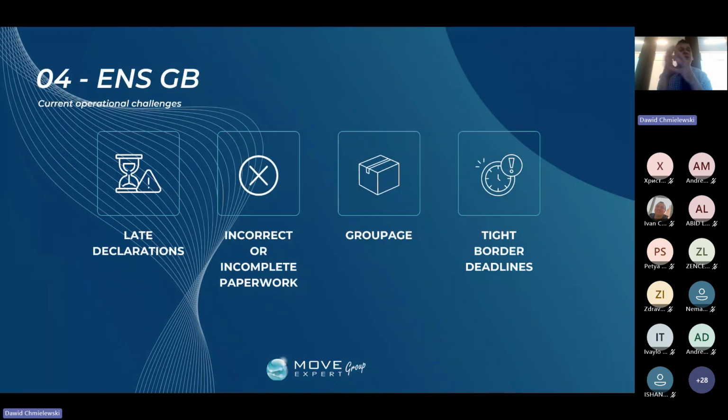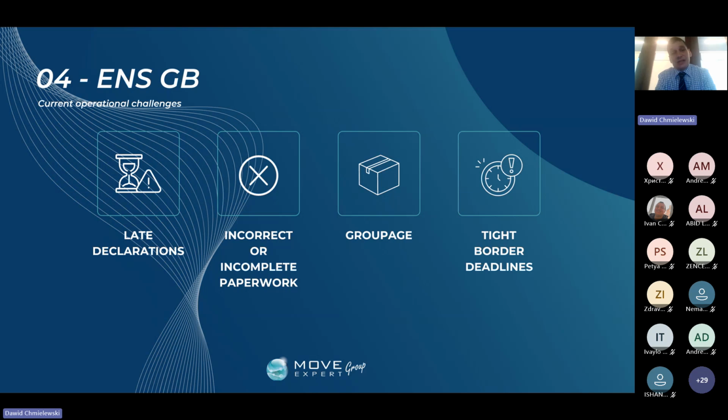So now, ENS GB, and this is the one that has been with us the longest. ENS started beginning last year, 1st of January 2025, as one of the pillars of post-Brexit transport reality. Basically, Britain stopped being part of the import control system overnight, and there was a need of actually starting something brand new, something on their own.